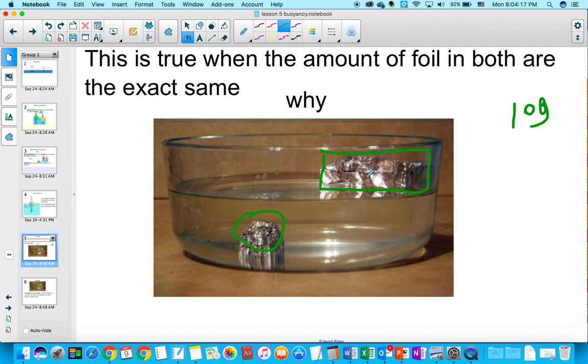While the boat is taking up more space, so it's pushing away more water. So the water can push even harder. And the tinfoil boat will float.